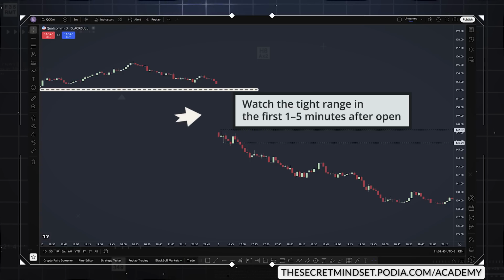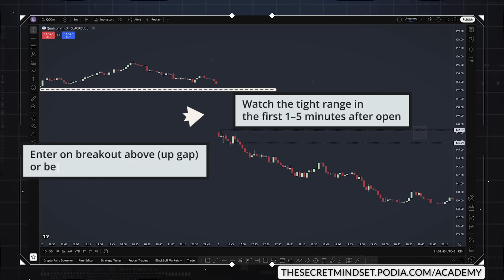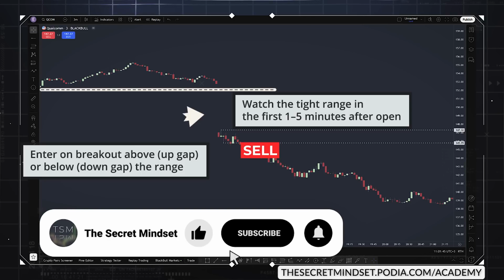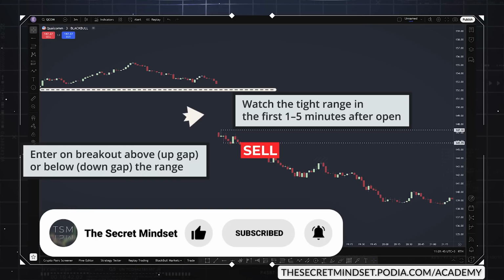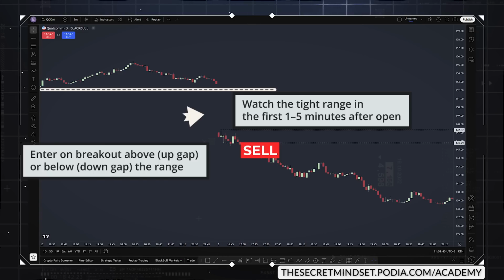This pattern is all about momentum. You see a small range in the first 1 to 5 minutes after the open. Price chops up and down, setting its boundaries. Traders watch this range closely. As soon as price breaks out, either above the high of this mini range for an up gap or below the low for a down gap, they jump in. That's the entry. The stop goes just under the low of the small range if you're long. If you're short, put the stop just above the high.